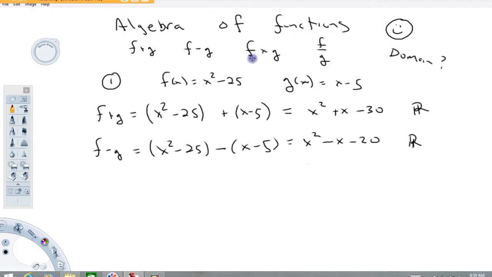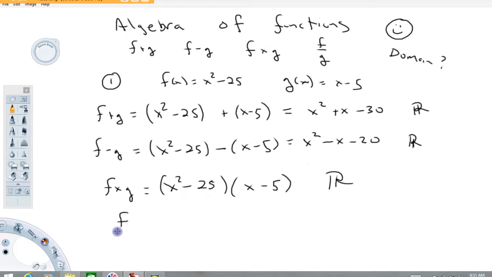All right, f times g. So f times g, just like you might think, that's going to be this function times this function. We could multiply this out, but I don't see any reason to. I'm just going to leave it just the way it is. Domain of this function, all right, as we look it over, there's no division by zeros and there's no radicals, so all real numbers.